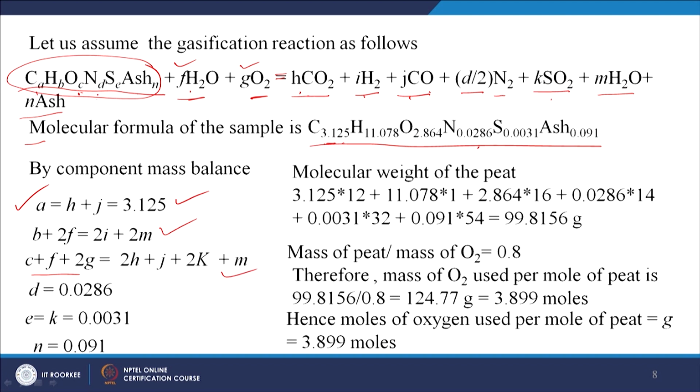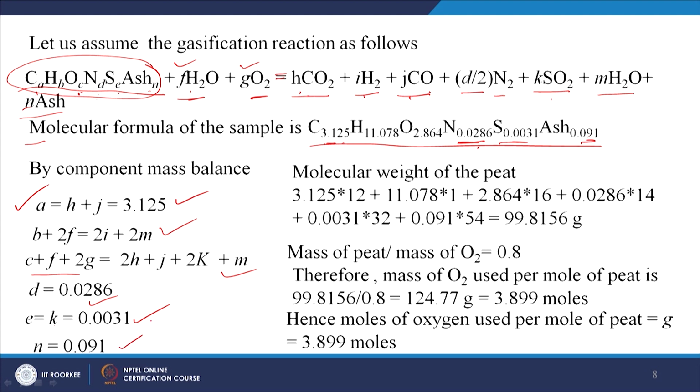And for nitrogen balance, the left side is D and the right side is D by 2 into 2, so D. Both sides match, and this D value is 0.0286. Then E is obtained from the sulfur balance. The left side is E, the right side is K. So, E is equal to K, and that value we can get from the sulfur balance, 0.0031. And then for ash, we get N on the left hand side and N on the right side as well, so both will be the same. So, N is equal to 0.091.